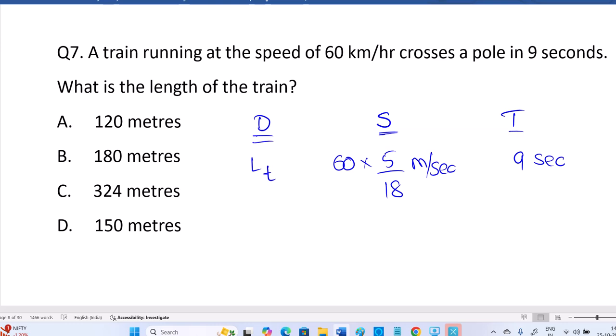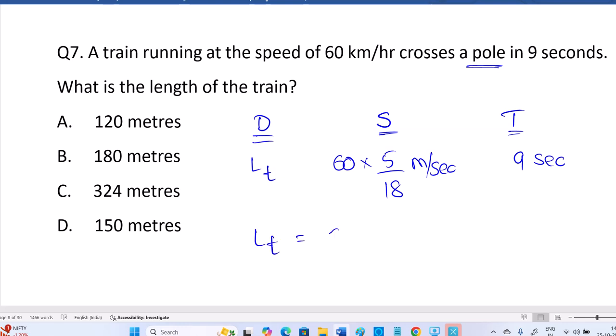The front of the train should cross the back of the train. The entire train should go from the front to the back. So the distance is nothing but the length of the train. Pole length is negligible compared to train length, so we can ignore it. So here distance is the length of the train.